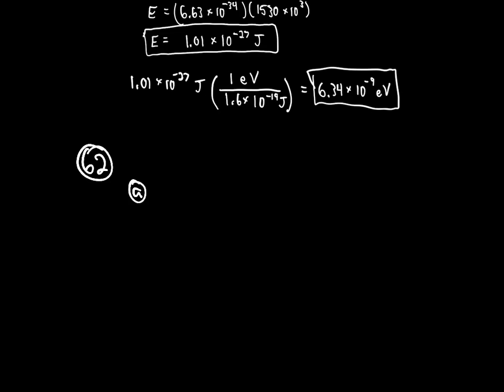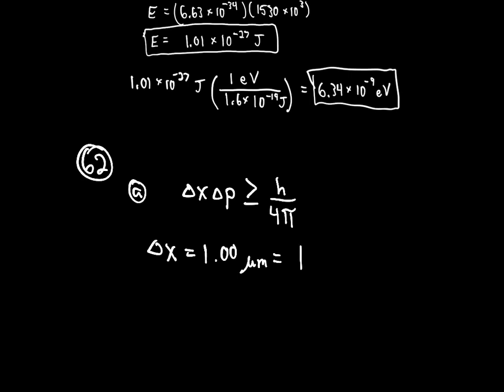To help you out a little bit, this is in the section called the Heisenberg uncertainty principle. What equation represents the Heisenberg uncertainty principle? Change in x times change in p is greater than or equal to h over 4 pi. So what variable did they give us? They gave us change in x. The uncertainty in x is 1.0 microns. What should I convert this to? What is a micron? Times 10 to the negative 6.